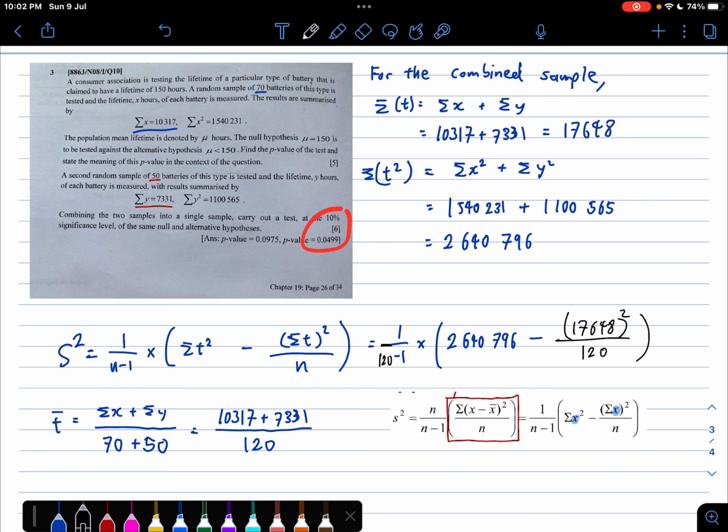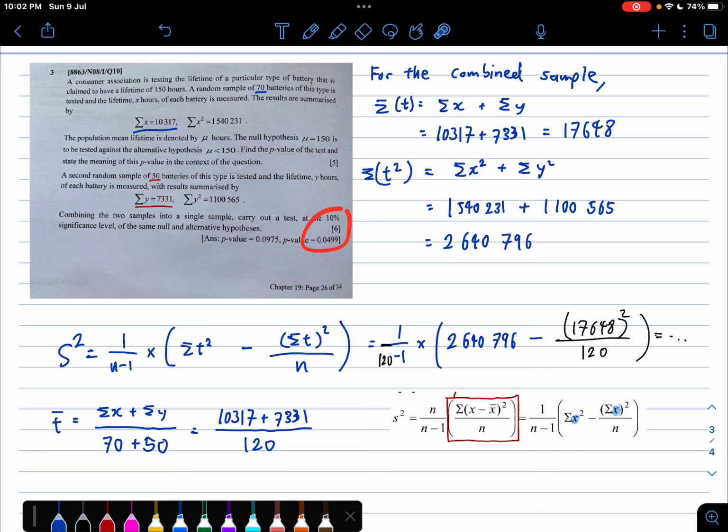Then you can just type into the calculator to get your S square, right? Then for T bar, it will just be sum x plus sum y divided by total sample size, 70 plus 50. Maybe you can write down nx and ny, not so important notation. This one is more important. You get the summation of the total divided by number of numbers. Okay, then from there, you can continue with the test. I will not show. You will try it yourself.